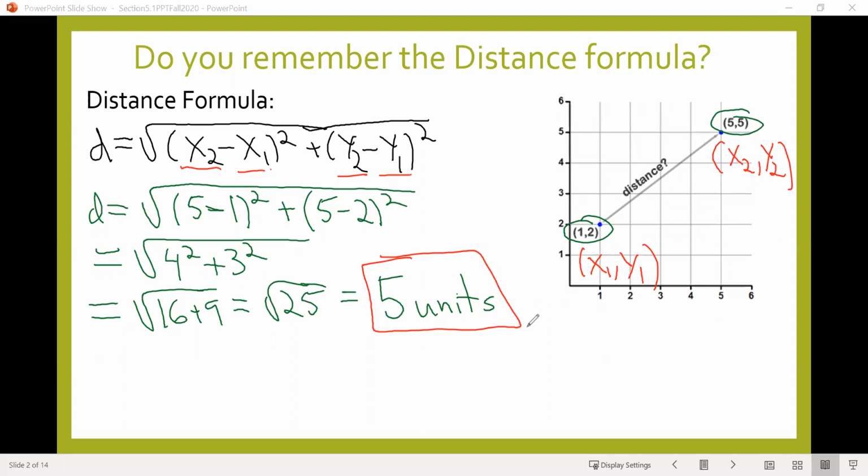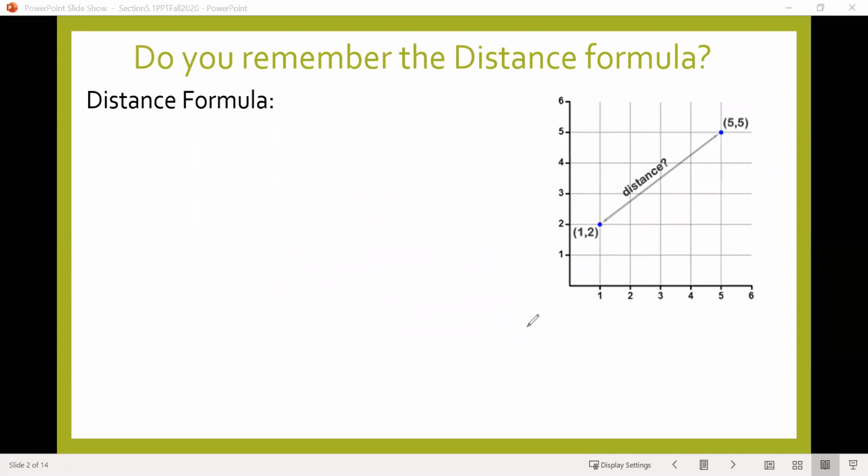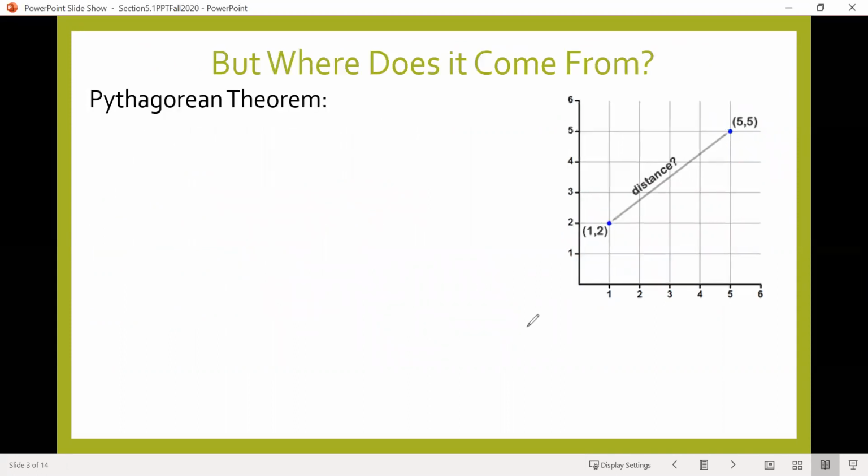Okay, so that is the distance between the 2 points there. All right, so that's what the distance formula is and how to use it. Now, something you may or may not have thought about before is, where does the distance formula come from? Okay, and so let's discuss this.